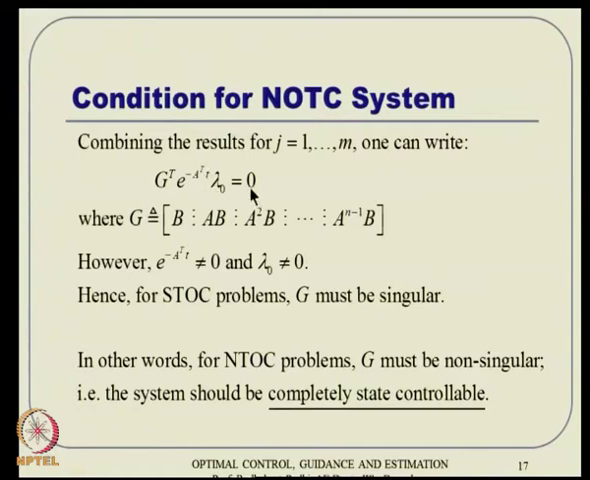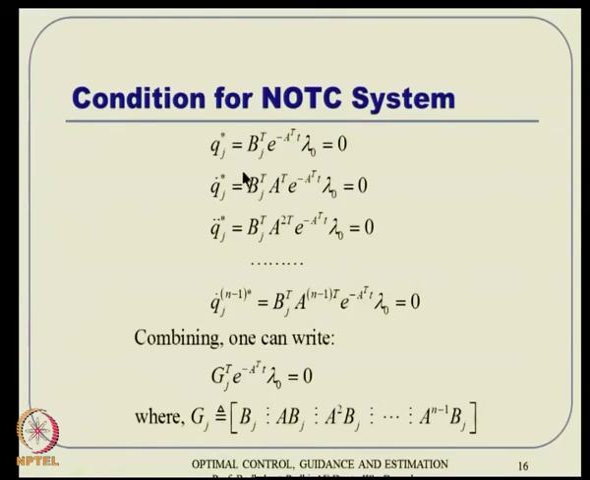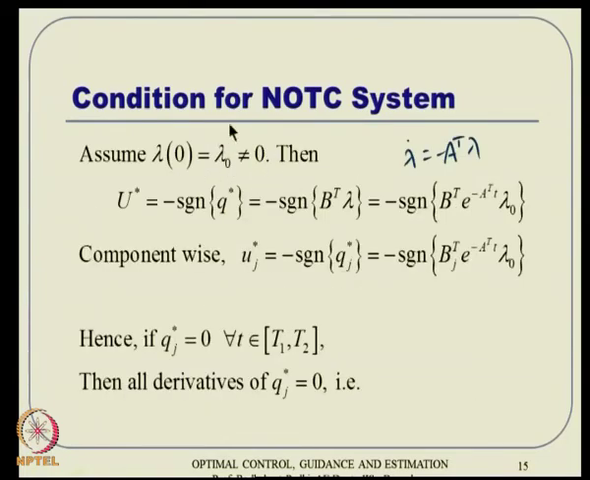Now the thing that can be observed is any exponential function of time is never 0. It happens to be 0 only at t equal to minus infinity, provided a transpose is positive, or plus infinity if a transpose is negative. But e to the power minus a transpose t is never 0 for all finite time intervals, and that's more important. And by nature, lambda naught is not 0 also.